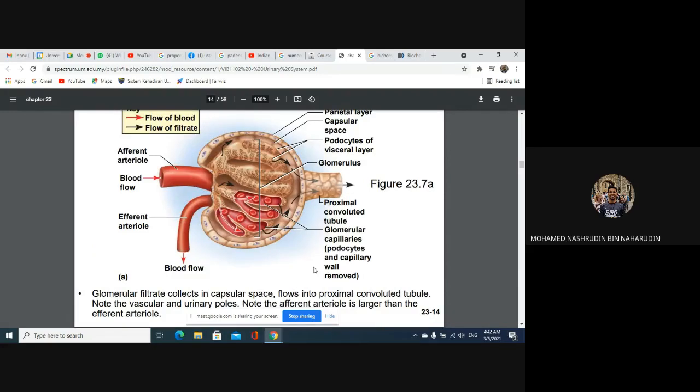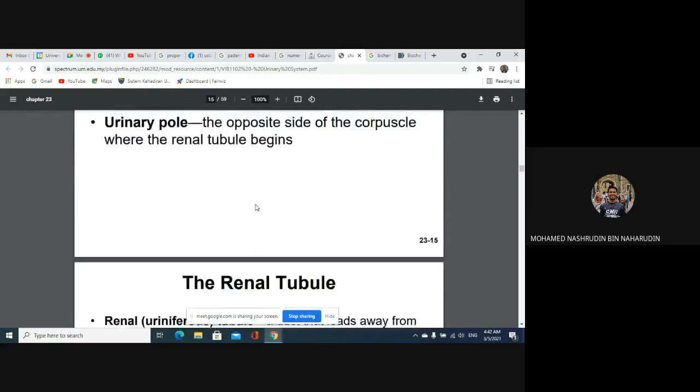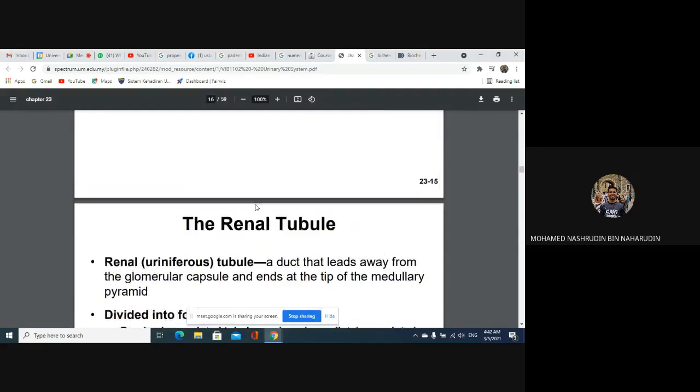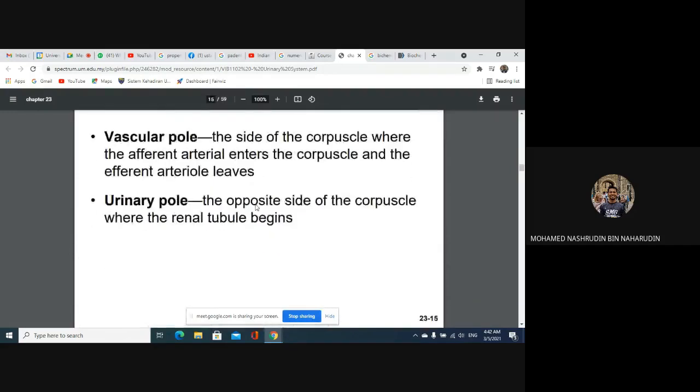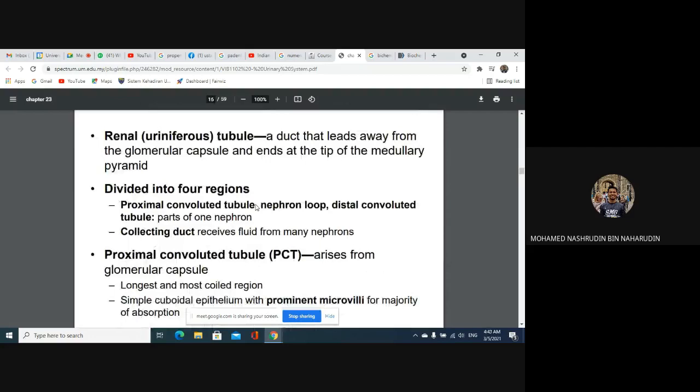The glomerular capillaries are also like the alveolar capillaries. They only allow one red blood cell at a time to pass through, so it makes the filtration process more efficient. Okay. Tubule. It's in here.